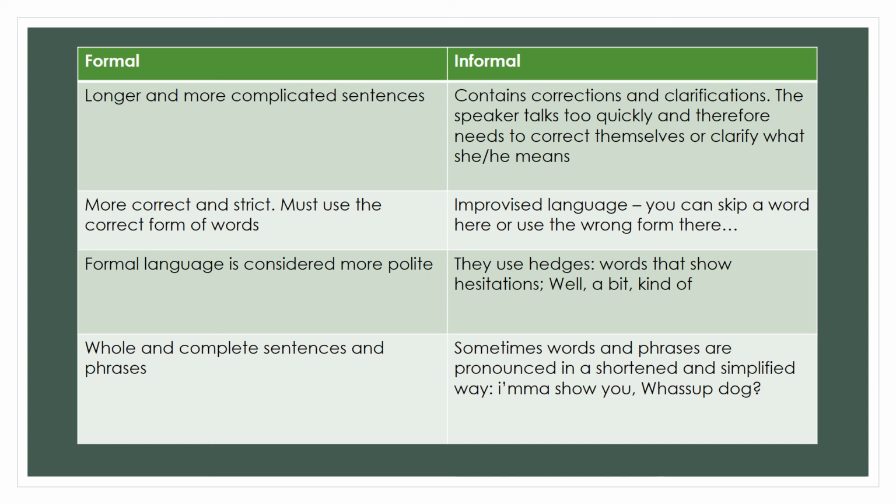In formal language, you also use whole and complete sentences and phrases. You do not skip a word or two that you can do in informal language. Let's look at informal language. Informal language contains corrections and clarifications. And this is because the speaker talks too quickly sometimes and therefore needs to correct themselves or clarify what she or he means.